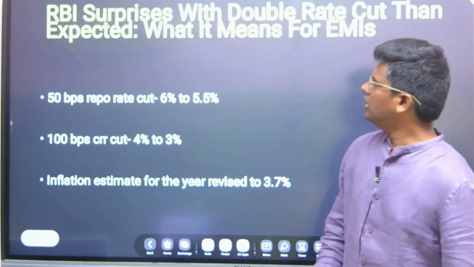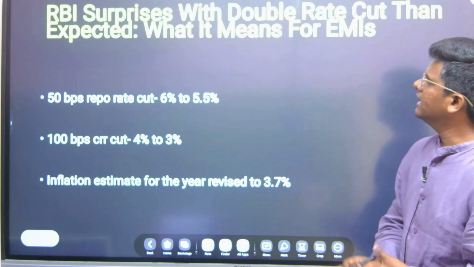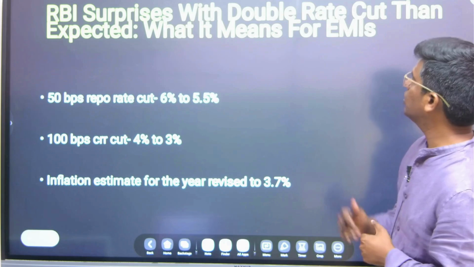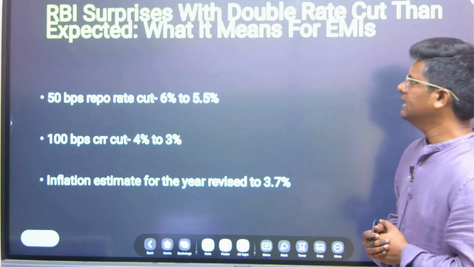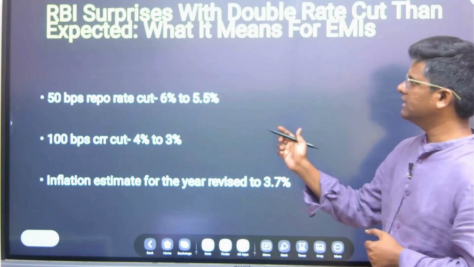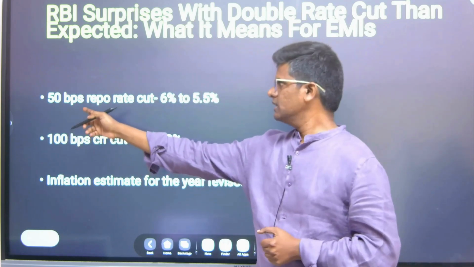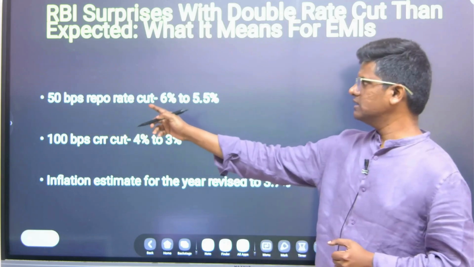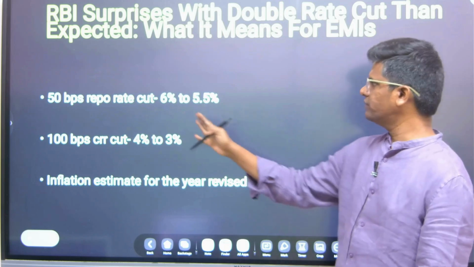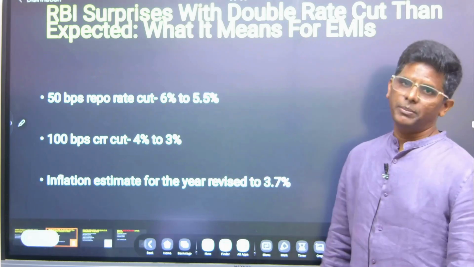Now this is an NDTV headline: RBI surprises with a double rate cut, and what it means for the EMIs. RBI's monetary policy meeting decided to cut the repo rate by 50 BPS, that is 50 basis points. This is the terminology used: 100 basis points means 1%. So the repo rate is reduced from 6% to 5.5%.